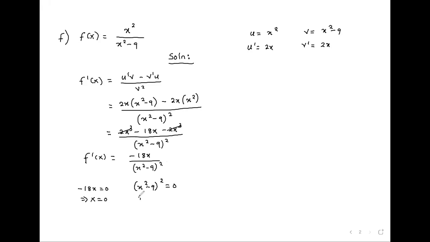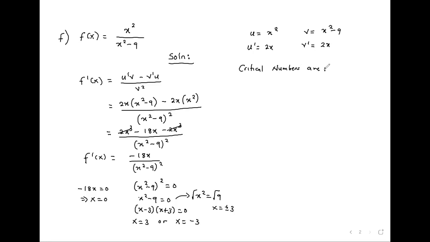If we square root both sides, we'll have x squared minus 9 is equal to 0. This is a difference of two squares, so we get x is equal to 3, or x is equal to -3. What I've done is the same as taking 9 to the other side and then taking the square root, so that you get x is equal to plus or minus 3. It's the same thing. So now we have the critical numbers: x is equal to -3, x is equal to 0, and x is equal to +3. And then we want to determine whether the function is increasing or decreasing.